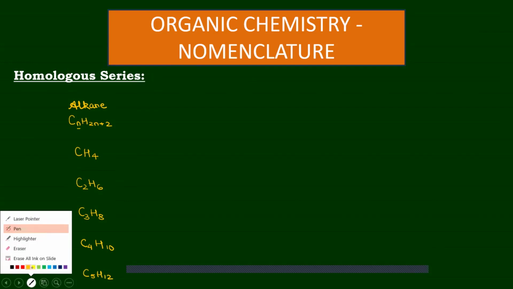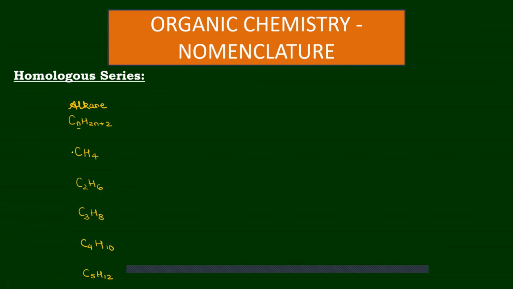Now, in this series of alkanes, if I talk about two consecutive members, meaning ethane and methane, how many carbons difference do you see? Number of carbons differing? 1. And number of hydrogens differing are? 2. So basically, the two consecutive members here are differing by a CH2 group.